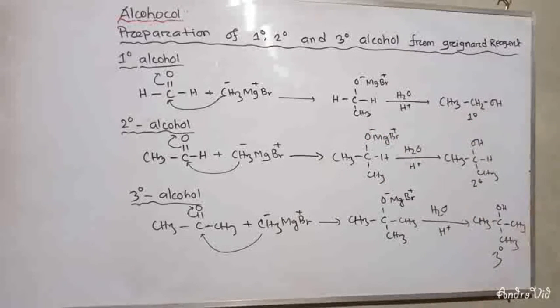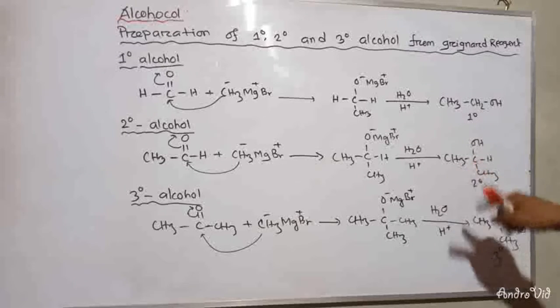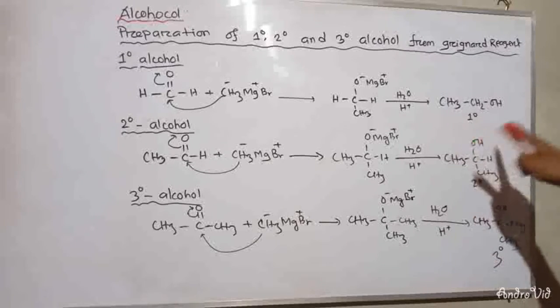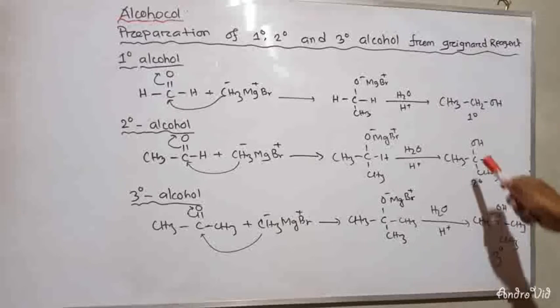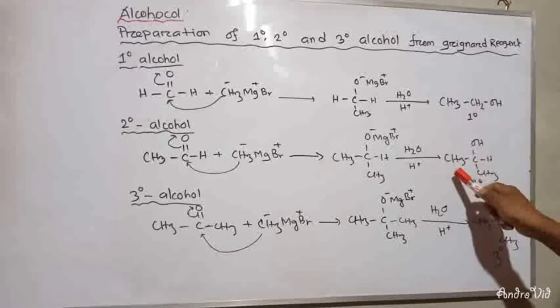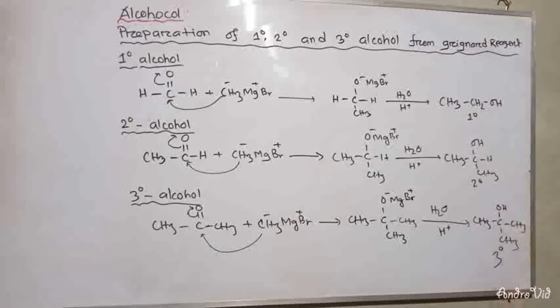So what is 2 degree alcohol? 2 degree alcohol is alcohol where the carbon that is attached with the functional group OH must be attached with 2 alkyl groups. Okay, 2 alkyl groups. This type of alcohol is called 2 degree alcohol. Now 3 degree alcohol: if you want to prepare 3 degree alcohol, you cannot take aldehyde here. Okay, you must add ketone here. Without ketone, it is not possible to prepare 3 degree alcohol.